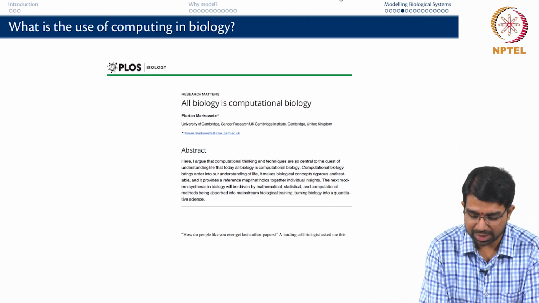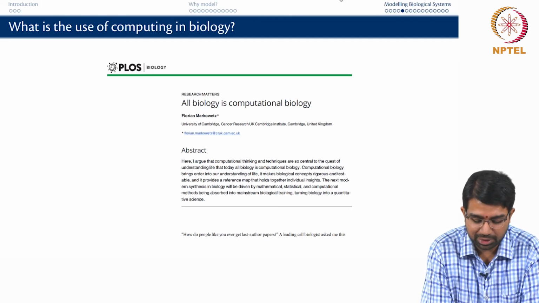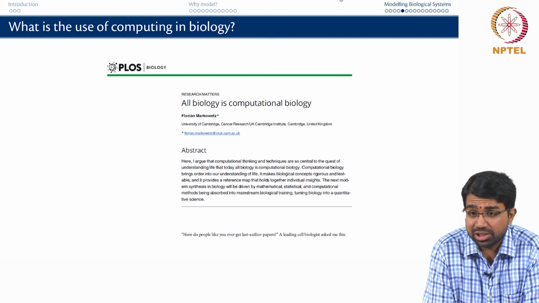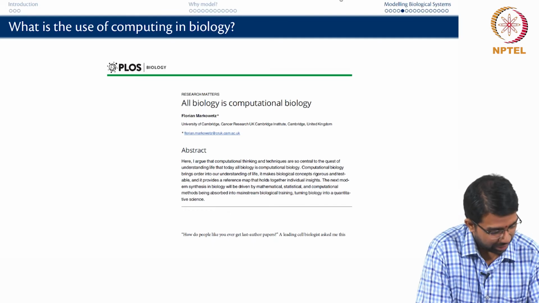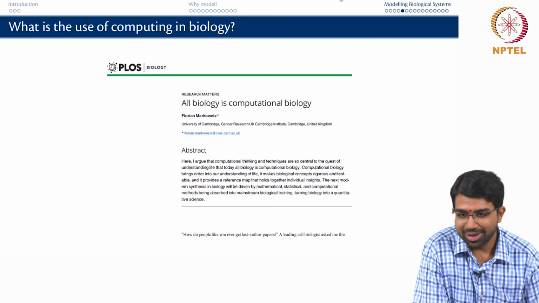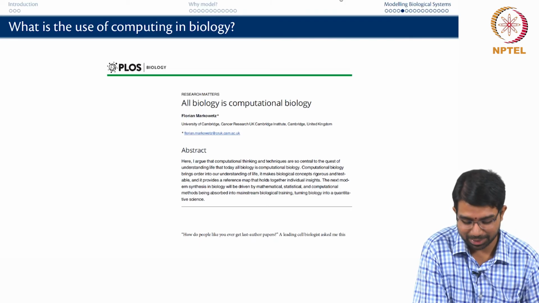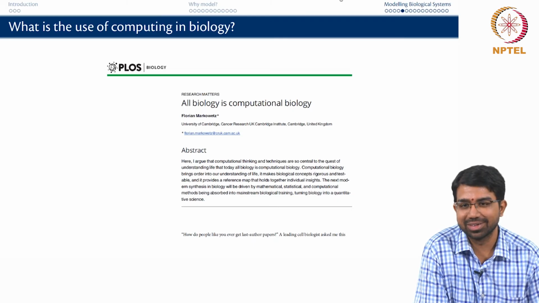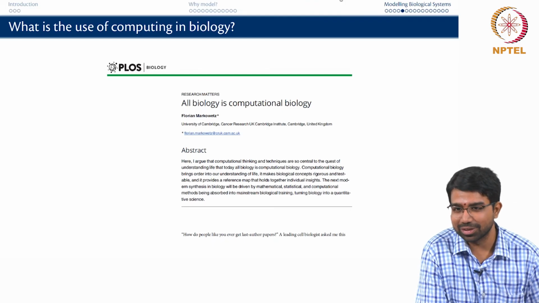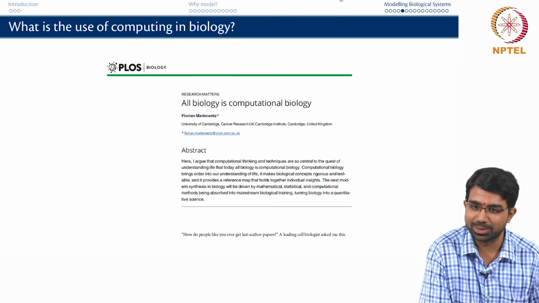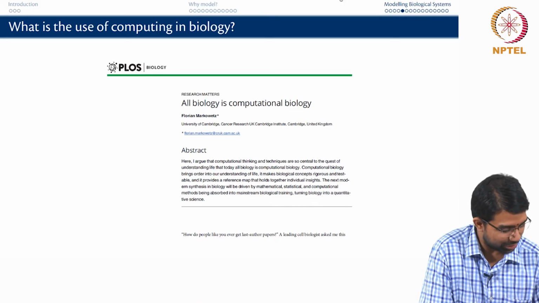So, here he basically says that the next modern synthesis in biology will be driven by mathematical, statistical and computational methods being absorbed into mainstream biological training, which is what we hope to achieve through courses such as these. And if you note, I have a small quotation at the end of the initial part of the paper, which is: how do people like you ever get last author papers? Because bioinformaticians usually play second fiddle all the time, and it becomes a challenge for them to get authorship, and all those kinds of challenges start emerging.